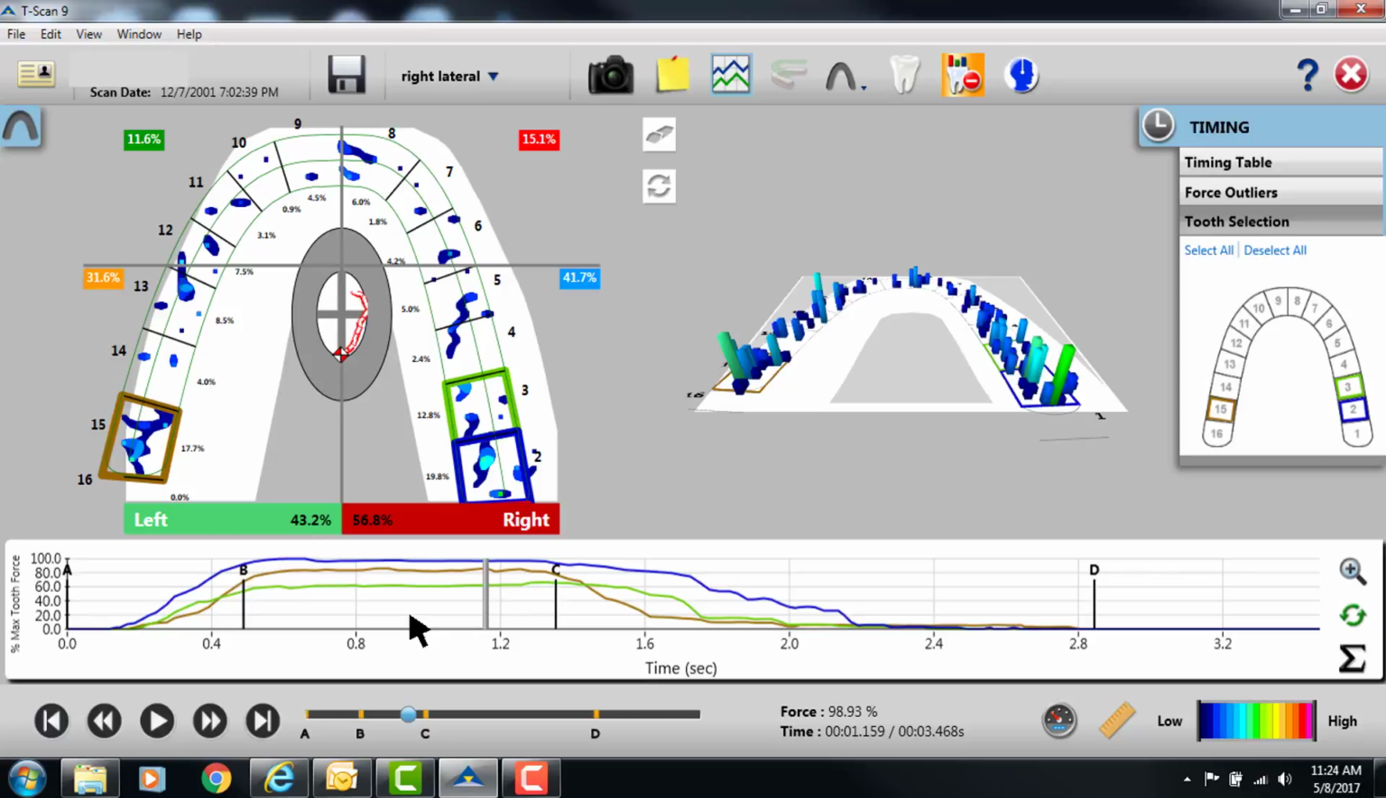Hopefully this example showed you how to use the Tekscan tooth selection and the graph to help make better decisions, identify primary contacts to adjust first, second, and third, and is helpful for future adjustments with your patients.